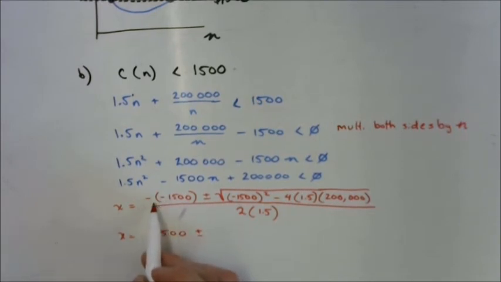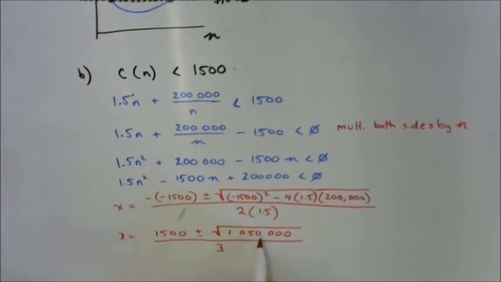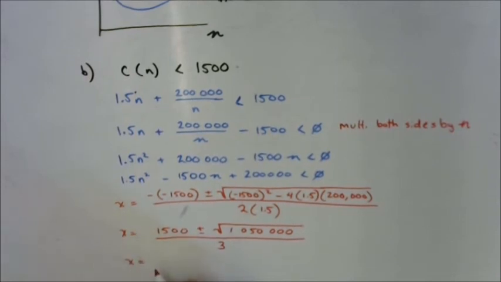Minus a negative is a positive, so apply that negative 1 to negative 1500, you get positive 1500, plus or minus, and inside this whole bracket, you can just put that under the radical. You can just put that in your calculator, and you will get 1,050,000 all over 3. So we have 1,500 plus the radical divided by 3, and then 1,500 minus this number divided by 3. And your calculator is smart enough to punch out these solutions: 158 or 842.